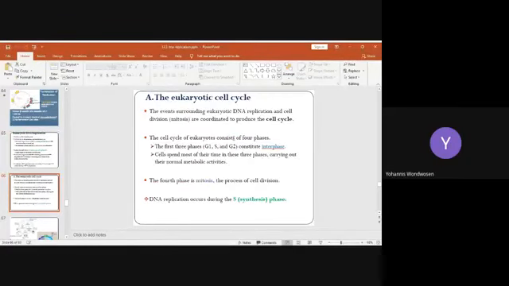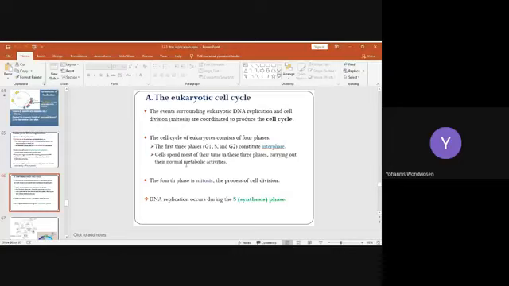The eukaryotic cell cycle: the events surrounding eukaryotic DNA replication, cell division and the mitosis process are coordinated to produce the cell cycle. As you know, in eukaryotic cells the cell cycle has different phases. The three phases in order are the G1 phase, the S or synthesis phase, and the G2 phase, and they constitute interphase. The cells spend most of their time in these phases, carrying out their normal metabolic activities before undergoing mitosis.